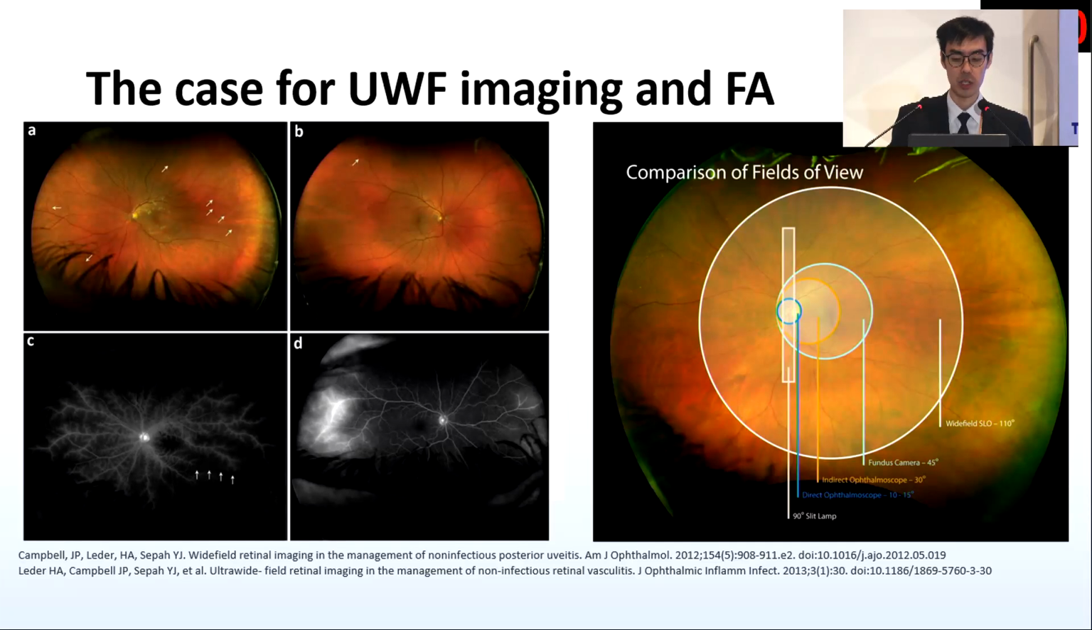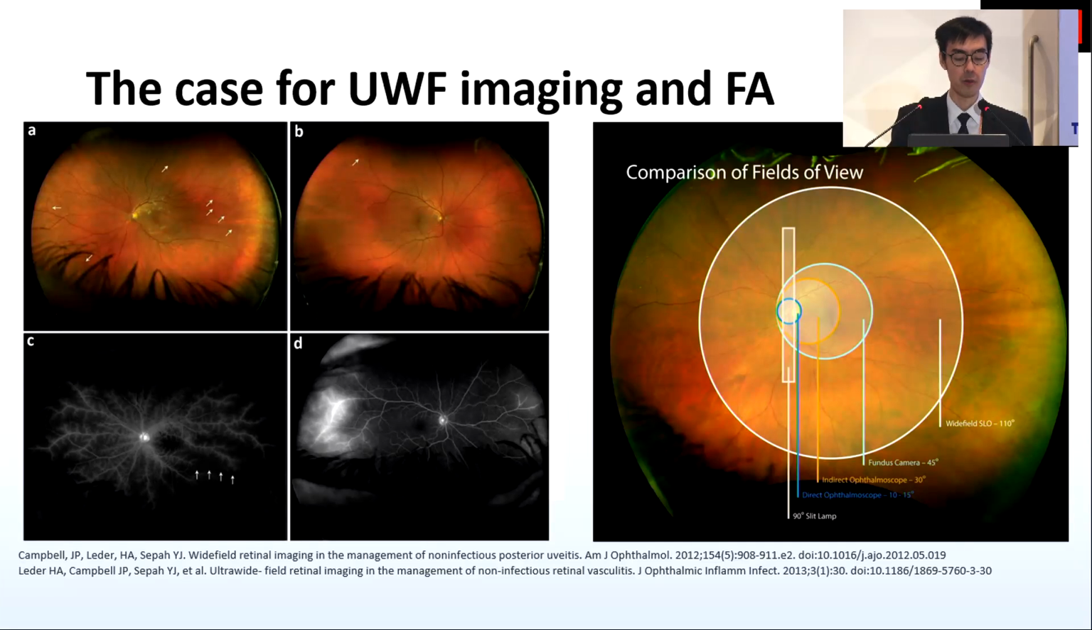On your right, you see the 200-degree field of the Optos camera. There are other wide field platforms like the Zeiss, and this is compared to your direct and indirect ophthalmoscope as well as your 90-degree slit lamp. In uveitis we have many patients who are uncooperative, pediatric patients, dense cataract, small pupils, posterior synechiae. So you will feel how easy it is to miss things if you do not have wide field imaging.